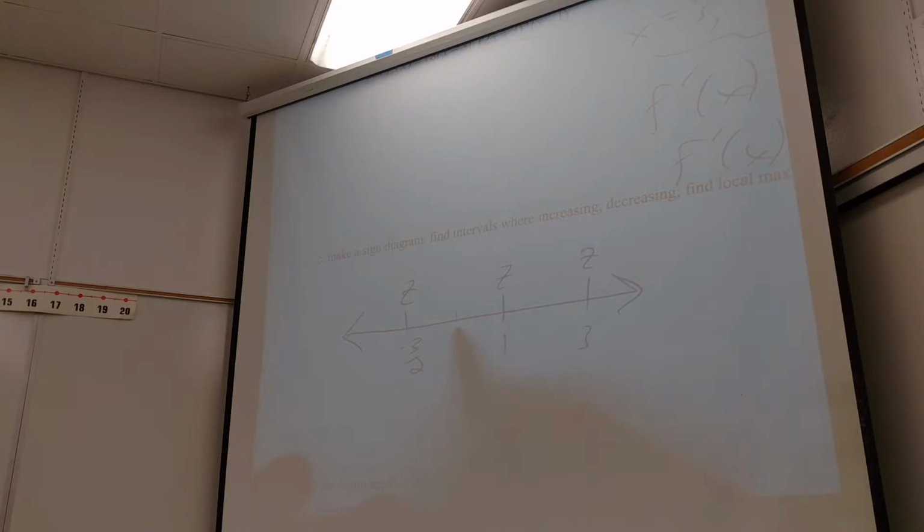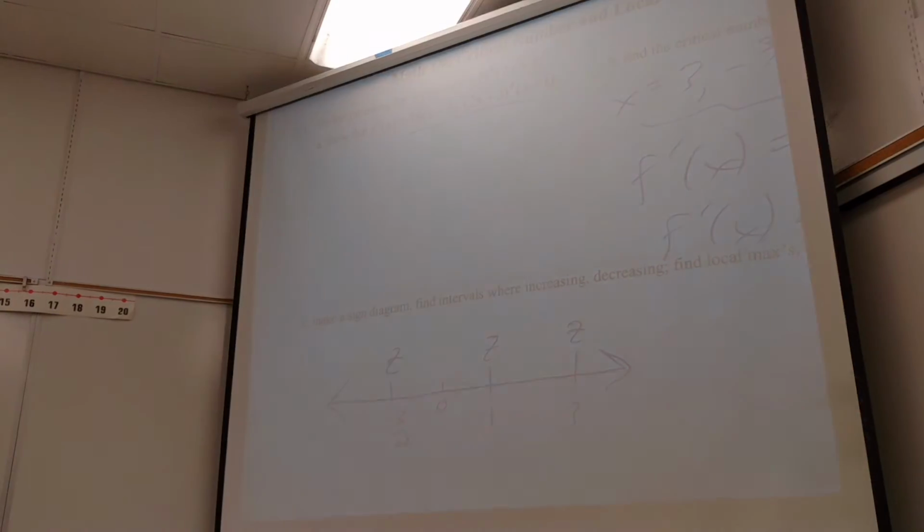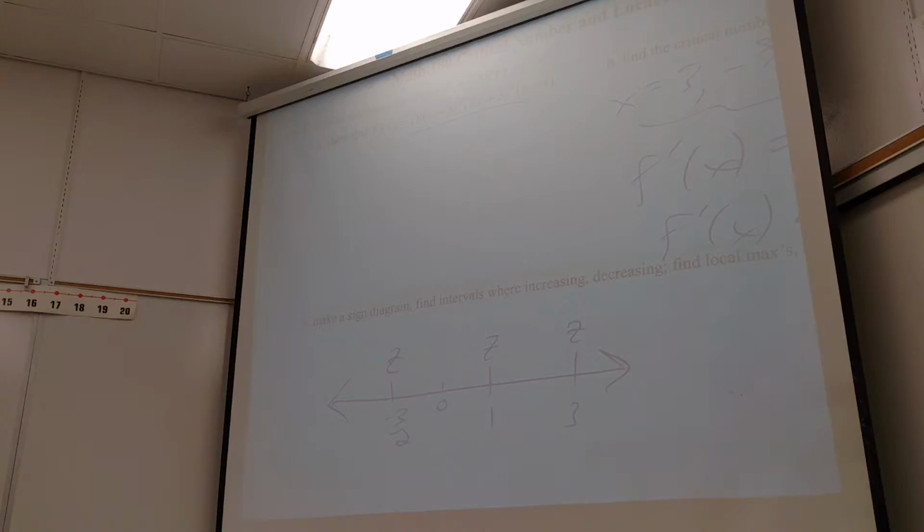I always try to plug 0 in first. So what do you get when you plug a 0 in? What sign? I don't care about the number. I just care about what the sign is. I want to know, is the slope positive or is the slope negative? So when you plug a 0 in, of course into the first derivative, I want to know what the slope is. Yeah, you get positive. So it's positive here.